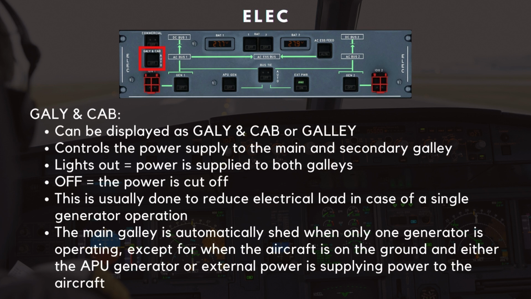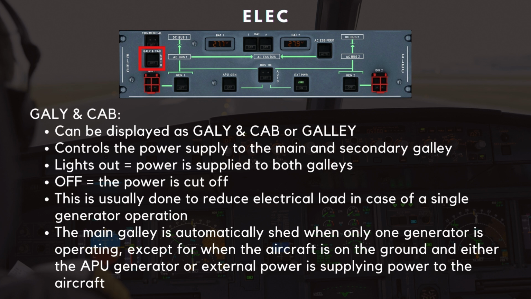The galley and cabin push button is next. This can be either displayed as galley and cabin or just simply as galley. This controls the power supply to the main and secondary galley. In the normal lights-out position, power is supplied to both galleys. When the push button is selected off, the power is cut off. This is usually done to reduce electrical load in case of a single generator operation.